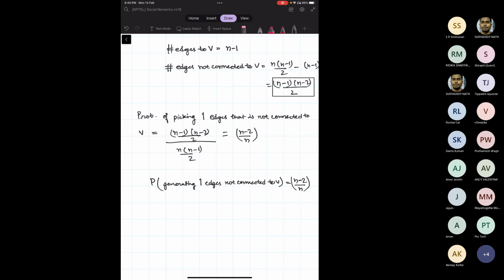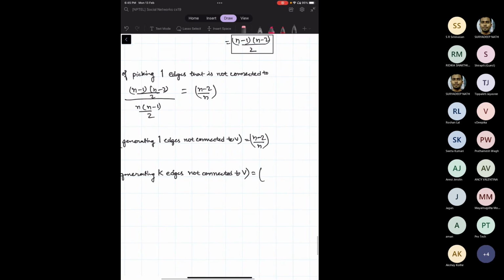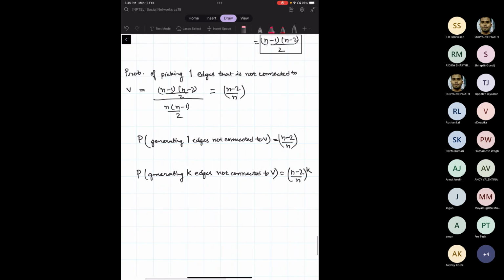Now we are considering an independent event. Again, let's say we generate another edge that is not connected to V. We are assuming it is independent of the first step. So the probability of generating k edges not connected to V would be (n minus 2 over n) to the power k. So this is the probability.